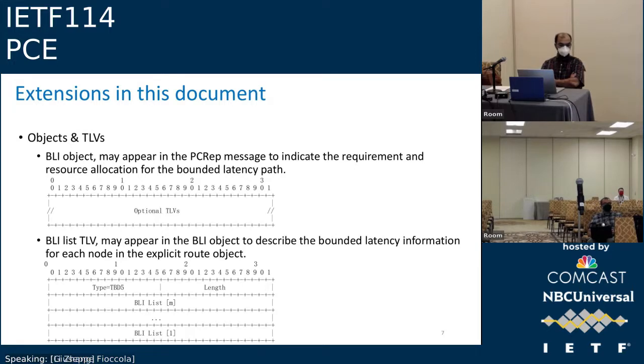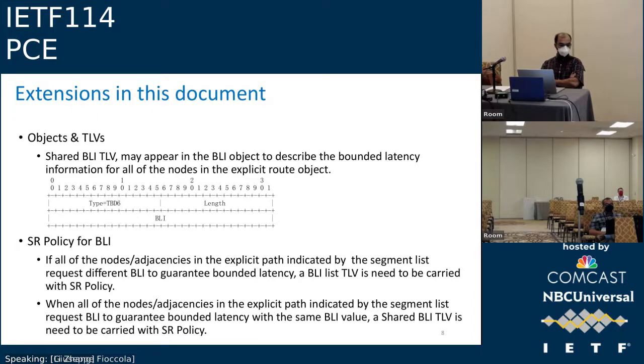So how to carry the bounded latency with a computed path? We defined the BLI object to indicate the requirement and resource allocation for the bounded latency path in the PC reply message. The BLI object body has a variable length and may contain TLVs for different kinds of BLI. When all of the nodes in the ERO request a different BLI to guarantee bounded latency, a BLI list TLV is defined. And when all of the nodes in the ERO request the same BLI to guarantee bounded latency, the shared BLI TLV is defined. A shared BLI can be used for all of the nodes.